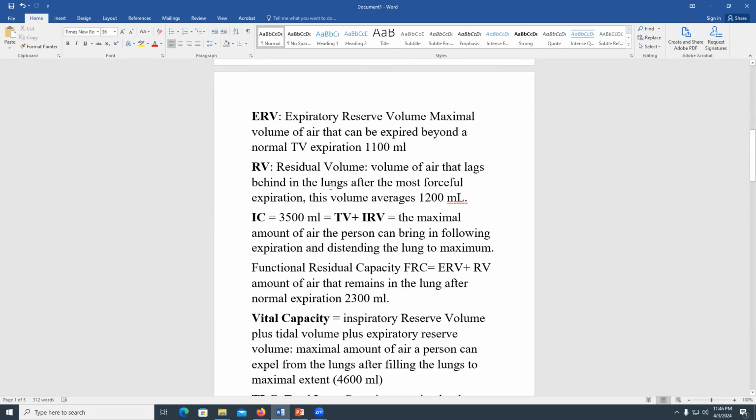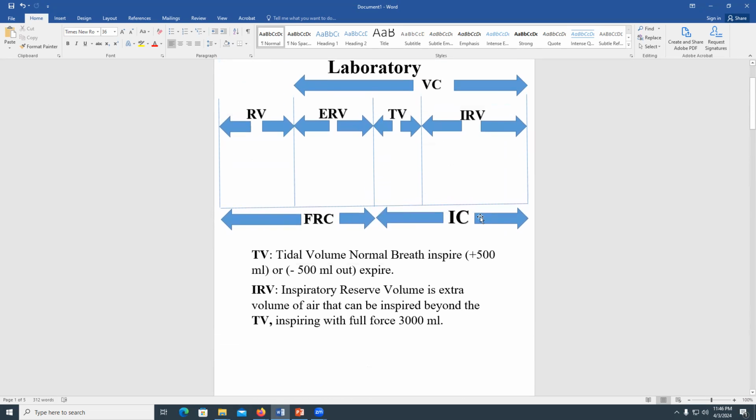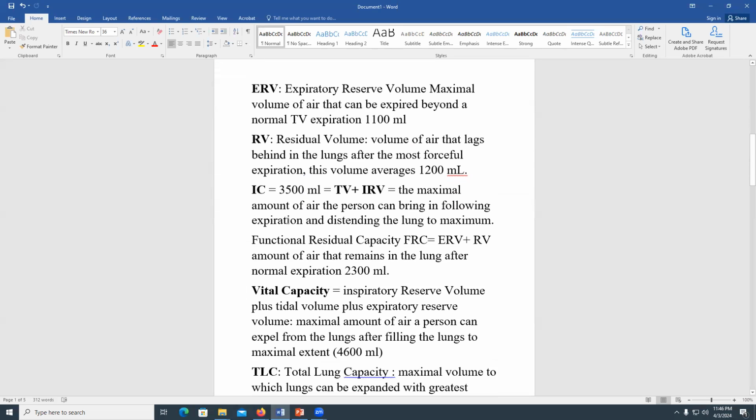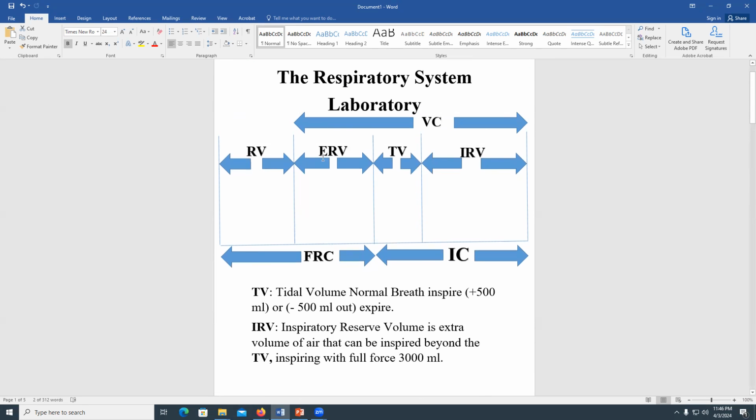It must stay behind and lag behind to keep my lungs from being deflated. And we talked about the inspiratory capacity, which is the sum of my tidal volume and my inspiratory reserve volume, and the expiratory reserve volume plus this residual volume that lags and stays behind. If I add them together, that would give me my functional residual capacity, and the vital capacity is going to be the sum of everything except my residual volume that lags behind.